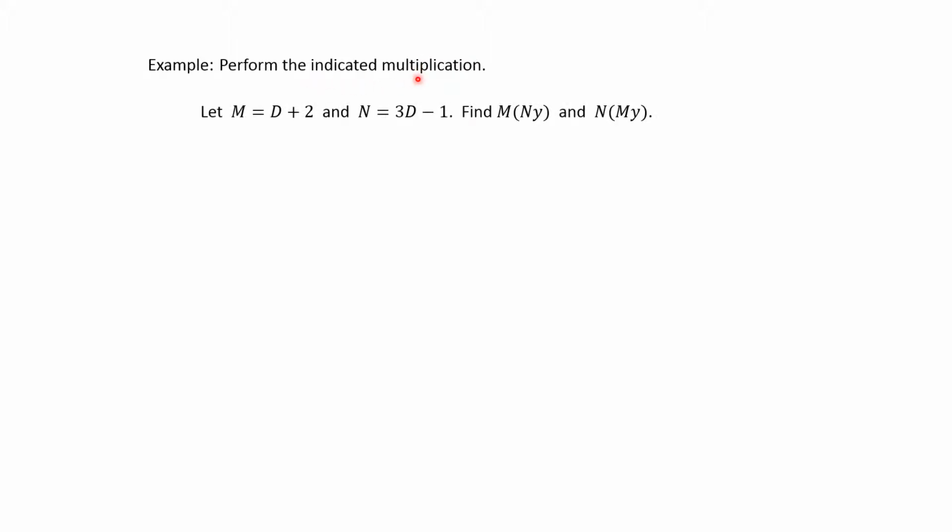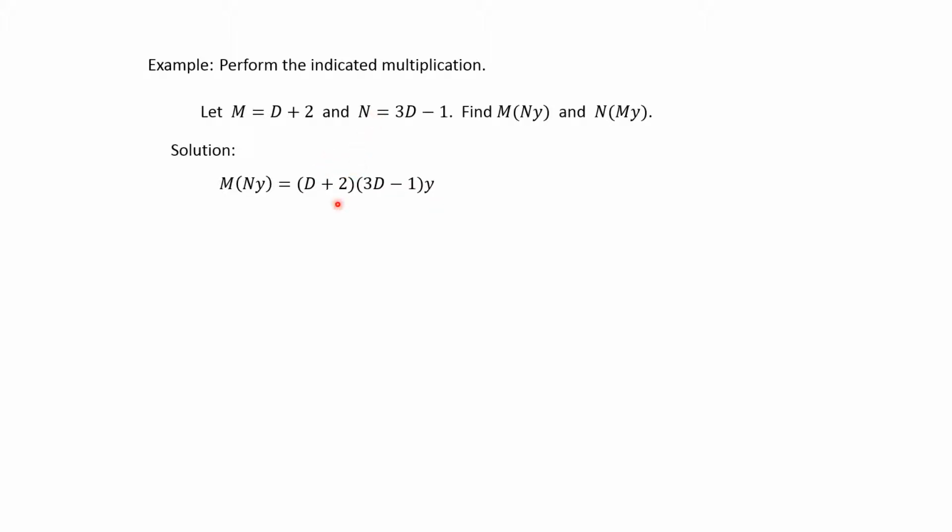So let's have an example. Let's perform the indicated multiplication. Let the operator M be equal to D plus 2 and N be equal to 3D minus 1. Find M(Ny) and N(My). So this is what you do. Look at how this is done.